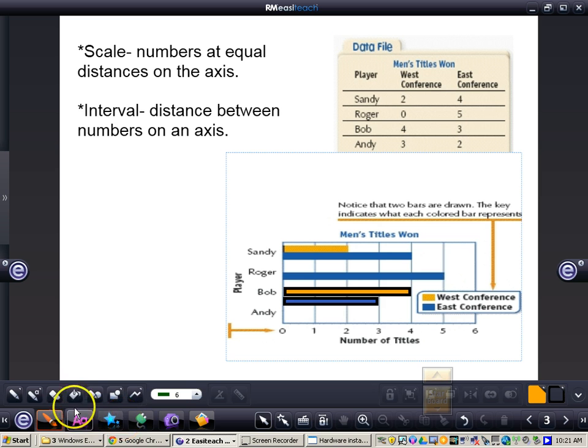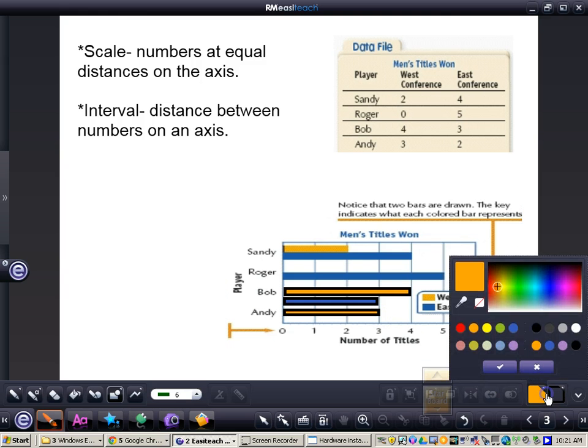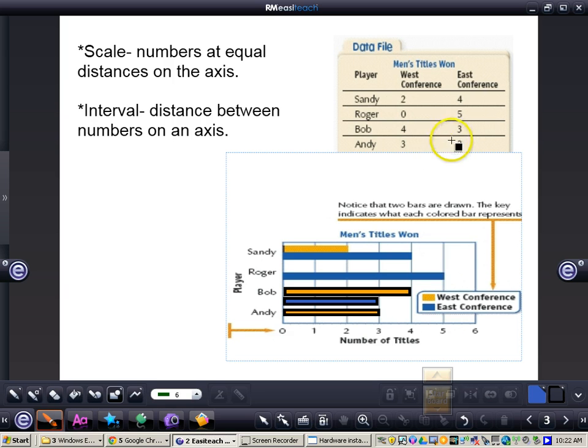Okay, so I have to make sure that the orange is going all the way out to the 3. And then now Andy, I can see the East Conference titles, which will be blue, is the number 2. I can put it out just like that.